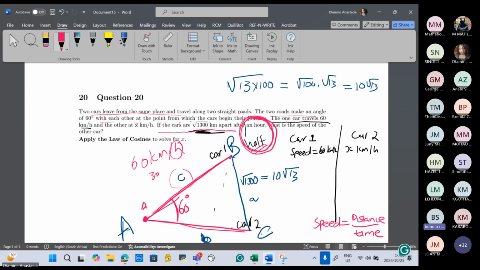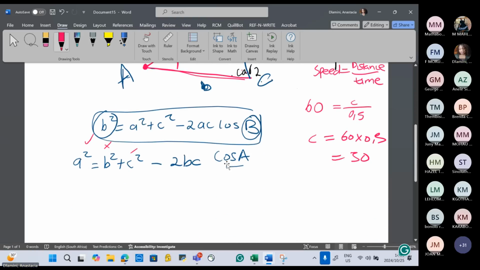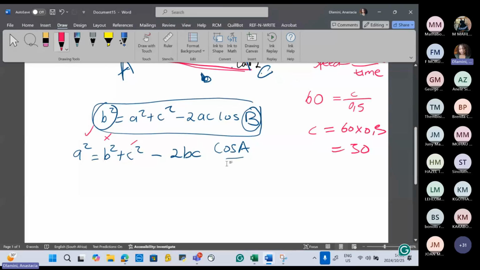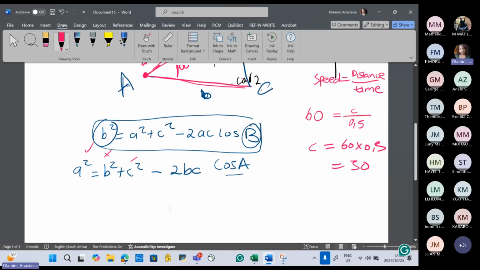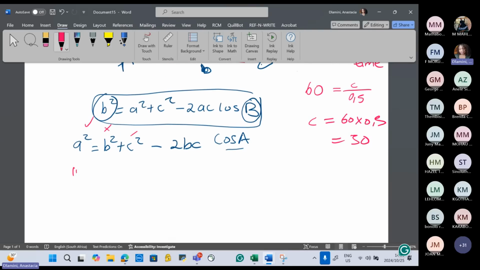Okay, ma'am. Good. So now we have all of those. Can we continue? Yes, ma'am. Okay, so then we have A. What is our A? Our A is 10 root of 13, squared. Our B is what we're looking for. Our C is 30. Minus 2 times B times 30 times cos of A, 60.